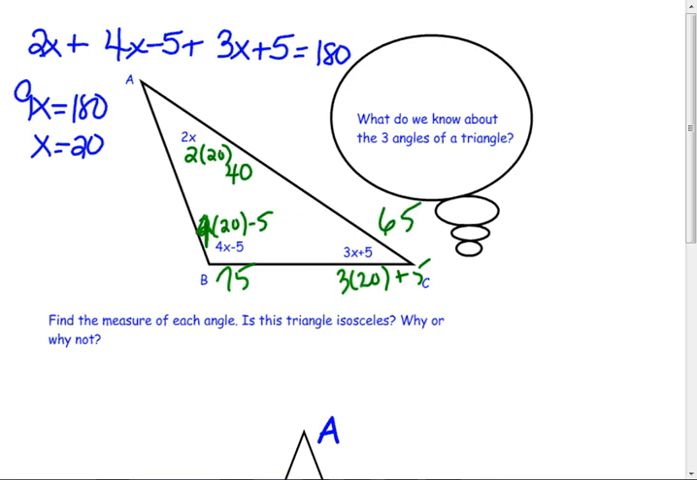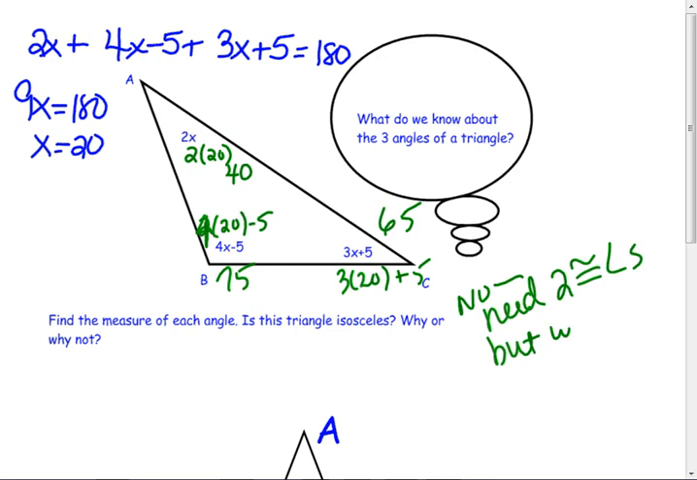Now, is that an isosceles triangle? Why not? I don't know about the sides. What do I know? The angles, which does tell me the sides, but initially I know I don't have two congruent angles. We need two congruent angles, but we don't have that.